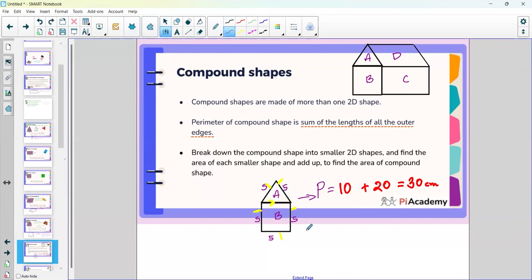So overall, my correct perimeter would be the sum of all the outer lengths, this one. So it will be 5 plus 5 plus 5 plus 5 plus 5, which is 5 multiplied by 5, simply giving us 25 centimeters. So this is correct, this is incorrect.